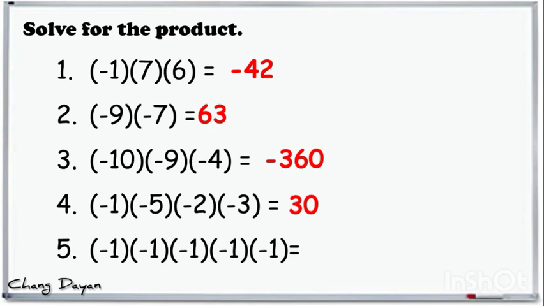Next, for number 5, you have negative 1 times negative 1 times negative 1 times negative 1 times negative 1. How many negative integer do we have in number 5? Correct. There are 5 negative integer. Therefore, our answer must be negative because 5 is an odd number. Again, the count of negative integer is an odd number. That's why our answer here must be negative 1.